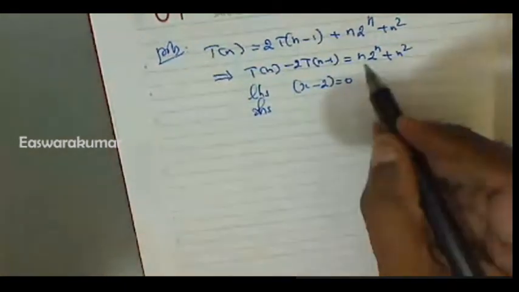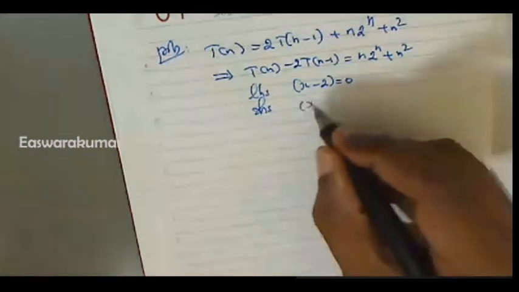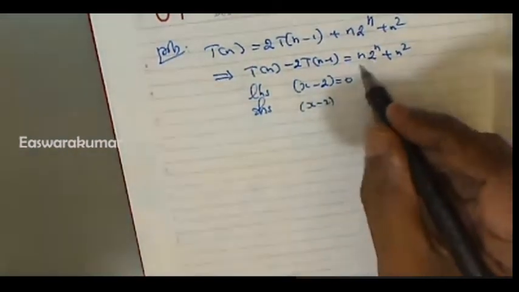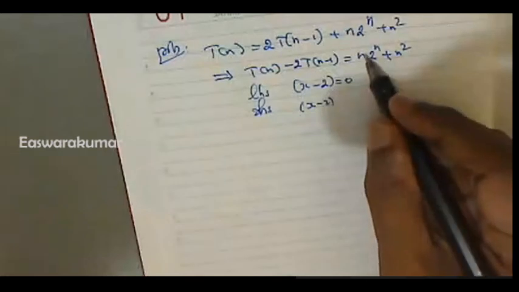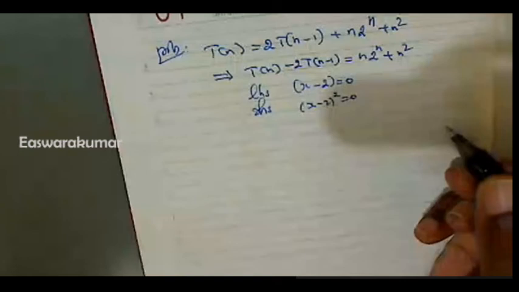And for the right hand side, two terms are there. So for the first term, constant power n. So that is x minus 2. N is the polynomial, right? N is the polynomial, so that polynomial degree is 1. So x minus 2 power 2 equal to 0.